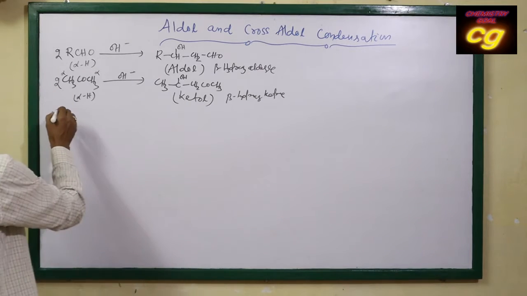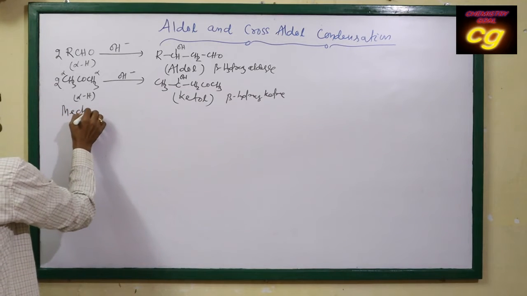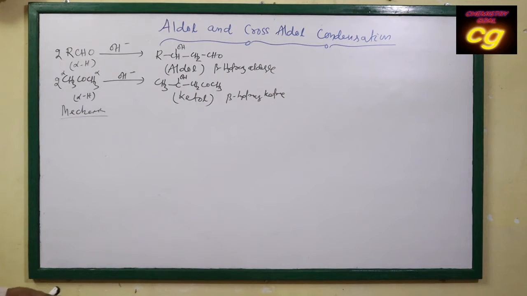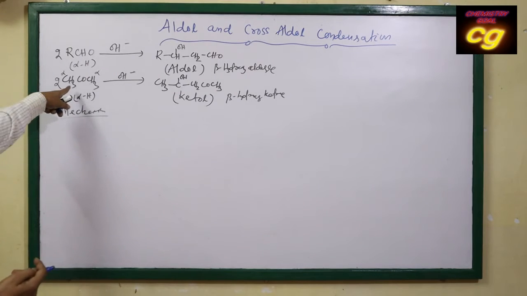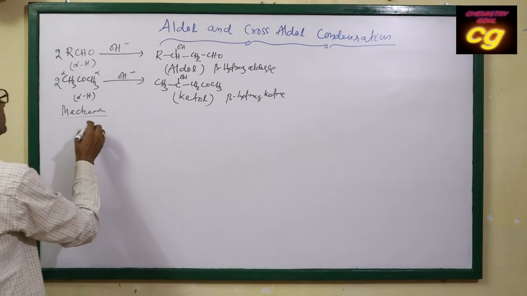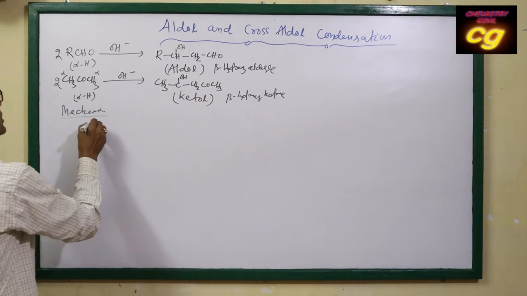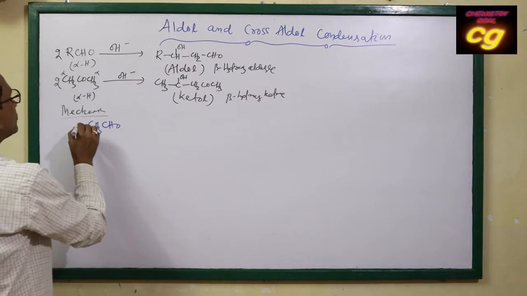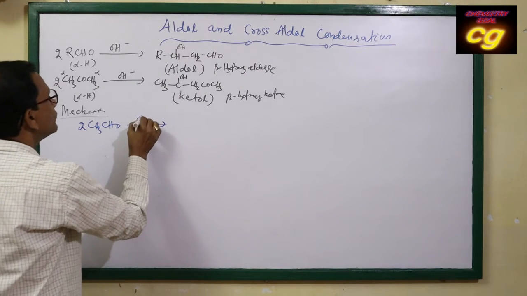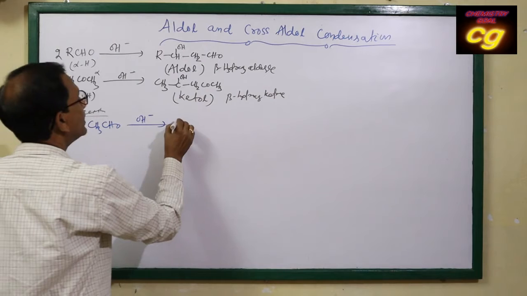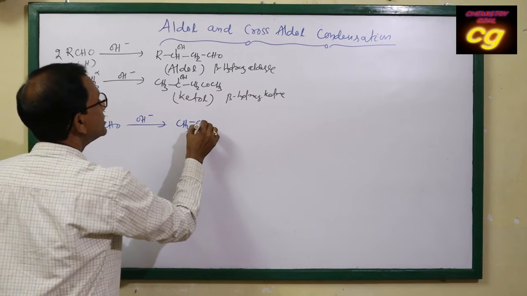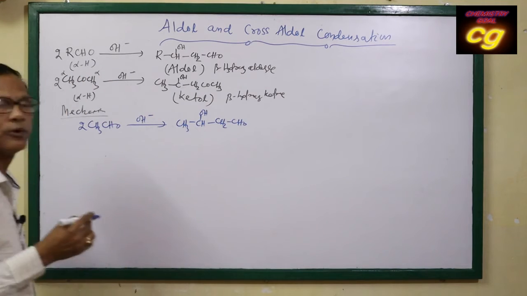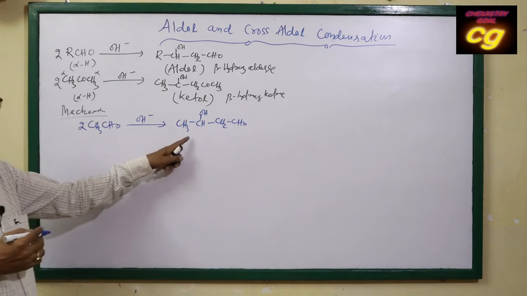What is the mechanism of aldol condensation? That is very important. The mechanism is like this. Suppose you take one example, CH3CHO, or any aldehyde. Two molecules of this in presence of OH minus, that is base, give the condensation product CH3CHOH CH2CHO. This is your final product, beta hydroxy aldehyde, that is aldol.